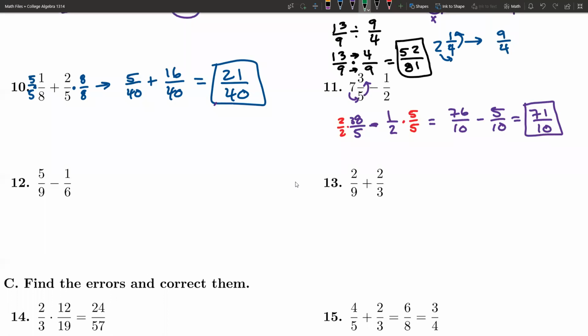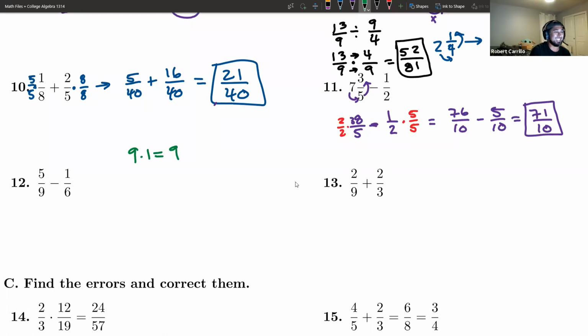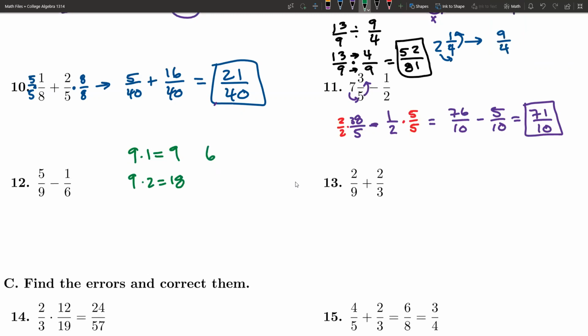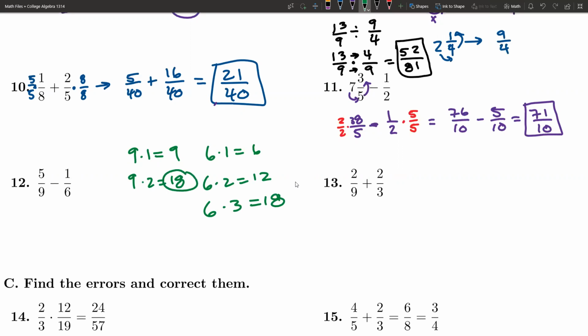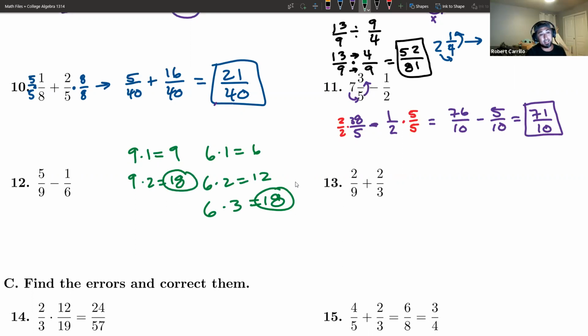So here, make those lists like I said. 9 times 1 is 9, 9 times 2 is 18. 6 times 1 is 6, 6 times 2 is 12, and 6 times 3 is 18. And that's where we stop. Our least common multiple between 9 and 6 is 18.